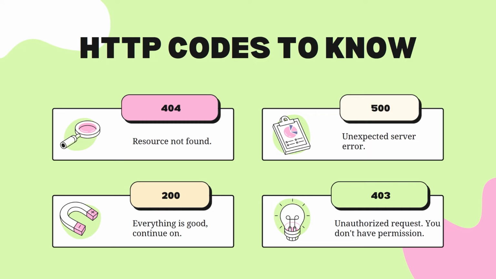403 is also really common. This is an unauthorized request. You've sent a request over to the server for a specific resource. The server has found that resource, and when it went to return it to you, it realized that you don't have permissions to see whatever it is that you're asking for. More often than not, this means that you need to log in or pass along a token or some sort of credential with your request.